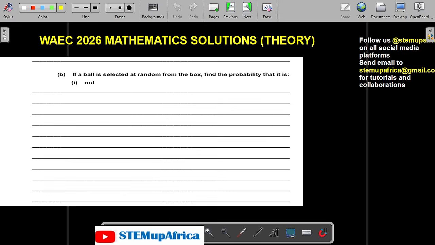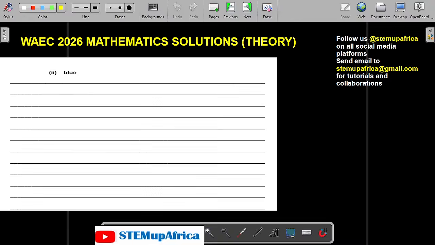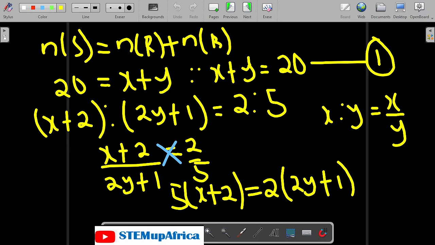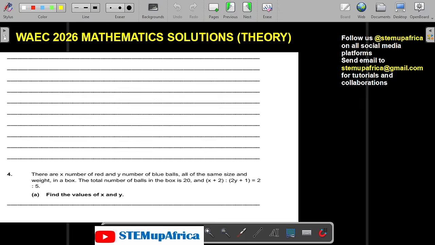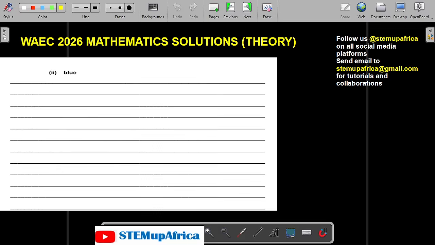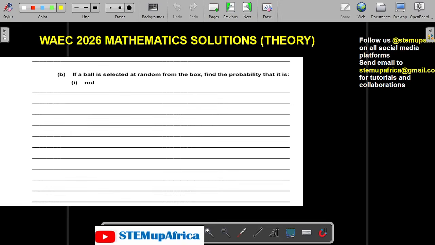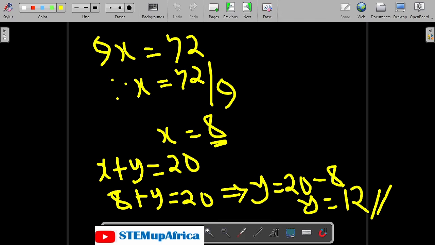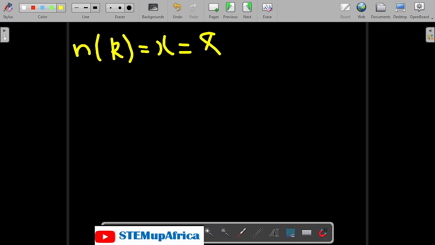So let's look at question B. It says if a ball is selected at random from the balls, what is the probability that it is red? So who was red? The red balls were X. Our red ball was X, which simply means the number of red balls, X, the value calculated was 8. You have to double check to be sure.